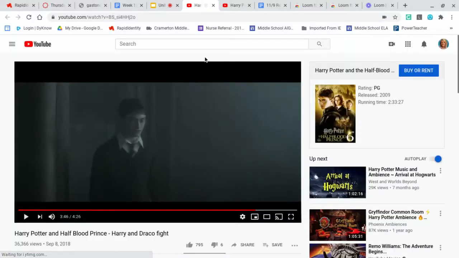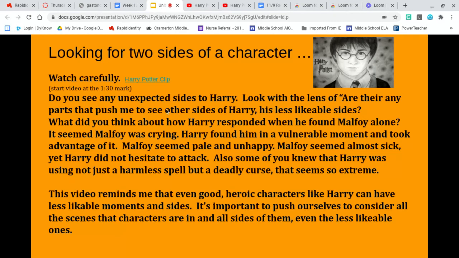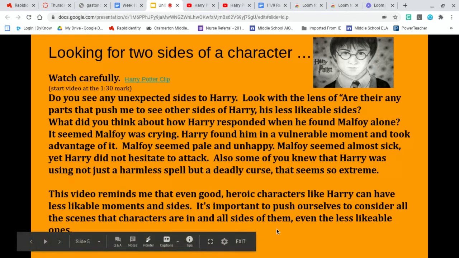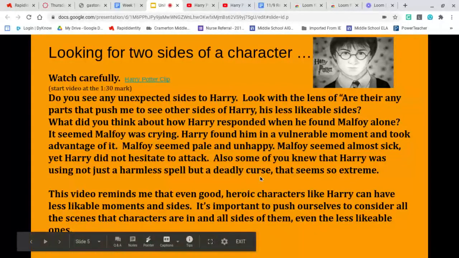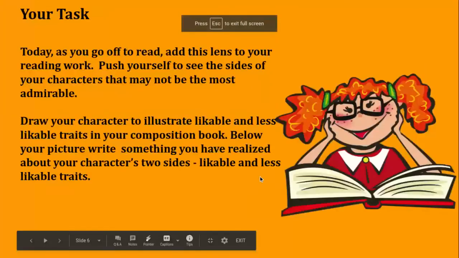So in this scene, we see a whole different side of Harry. He is protecting someone that he loves or cares about, and he's ruthless. Malfoy is crying when Harry walks in, and Harry finds him in this vulnerable moment, and he takes advantage of it. Malfoy seemed pale. He was unhappy. He seemed almost sick, yet Harry did not even hesitate to go attack him. Also, some of you knew that Harry was using not just a harmless spell, but a deadly curse. That seems a little bit extreme. So this video reminds me that even good heroic characters like Harry can have less likable moments and sides. It's important to push ourselves to consider all the scenes that characters are in and all sides of them, even the less likable sides.